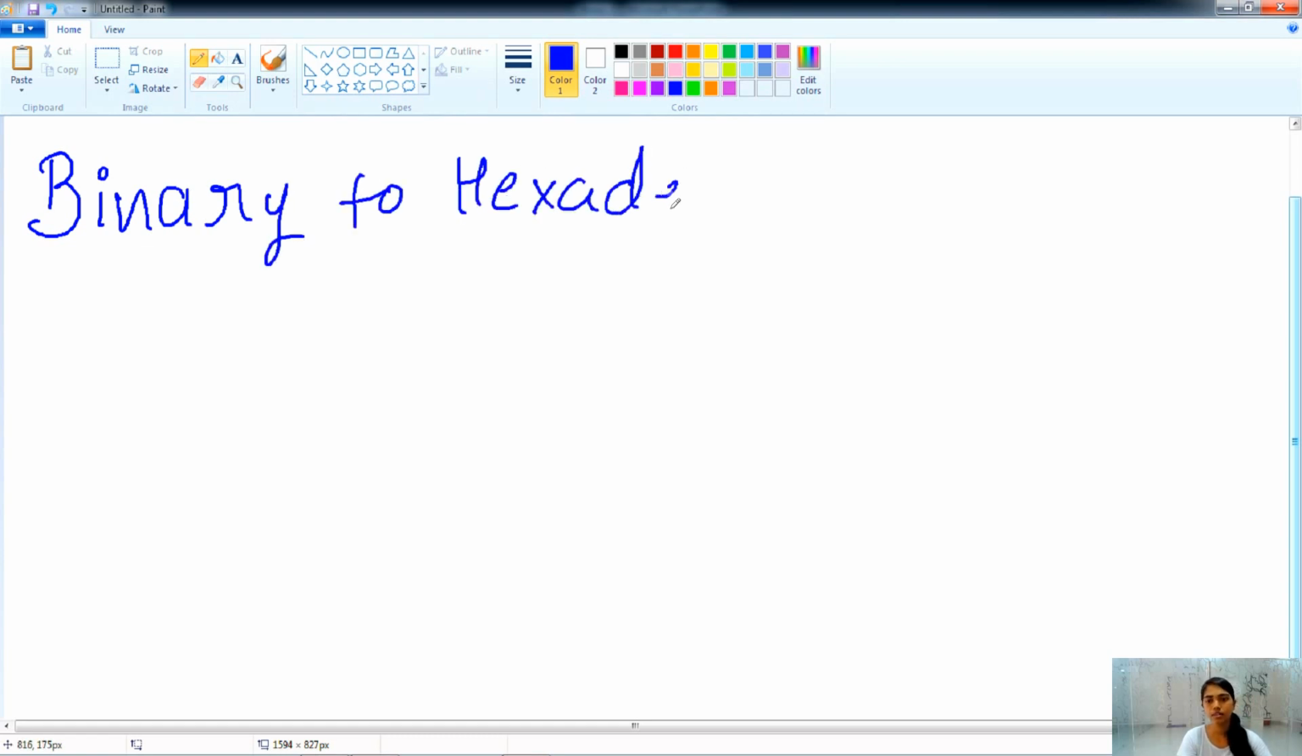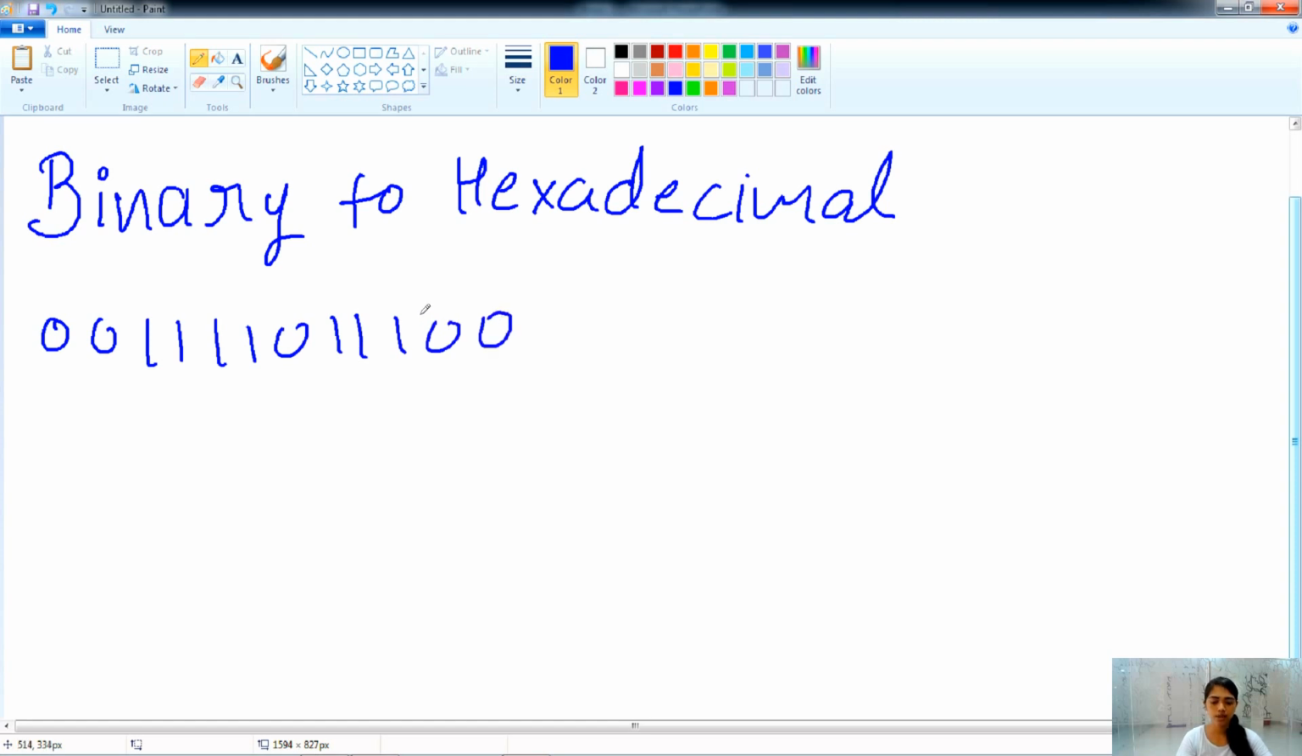Binary to hexadecimal. Here we have a binary number: 0 0 1 1 1 1 0 1 1 1 0 0. In the octal conversion, we took a group of 3 digits, but in hexadecimal we have to take a group of 4 digits. So here it will be this 4, this 4, and this 4.